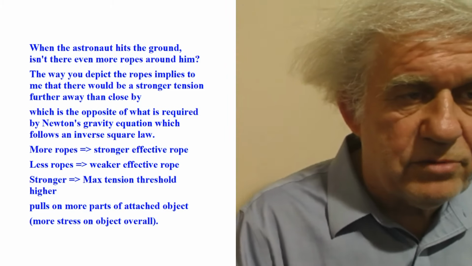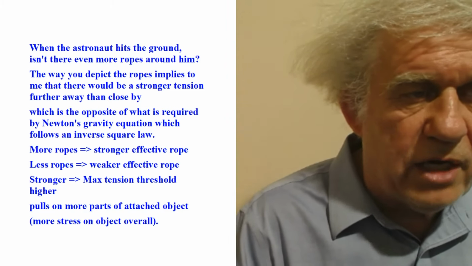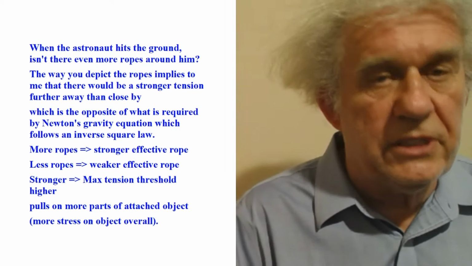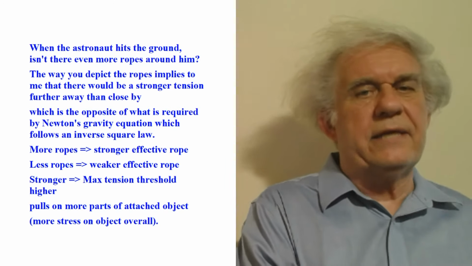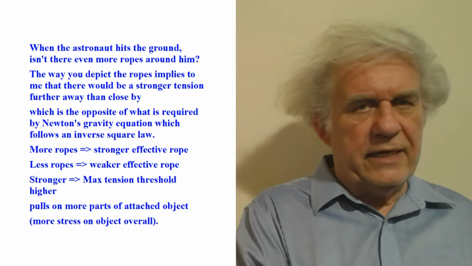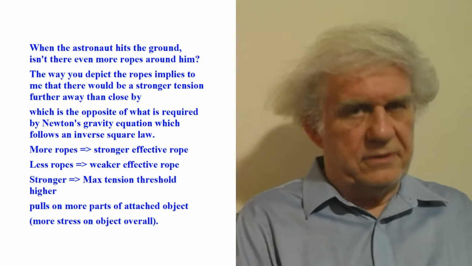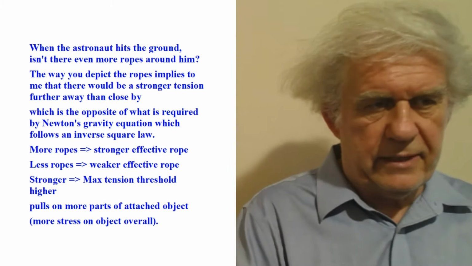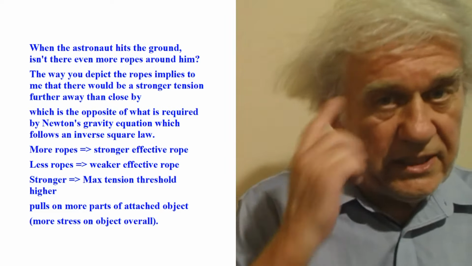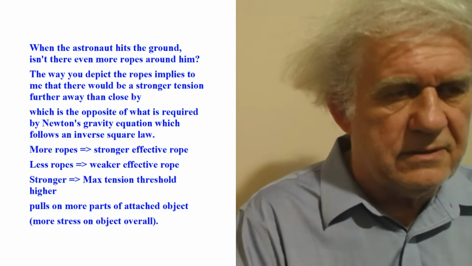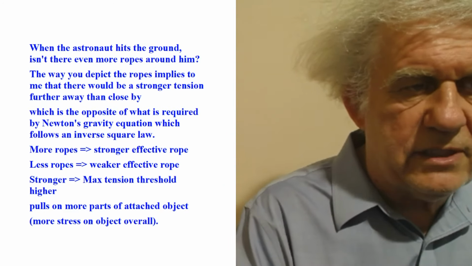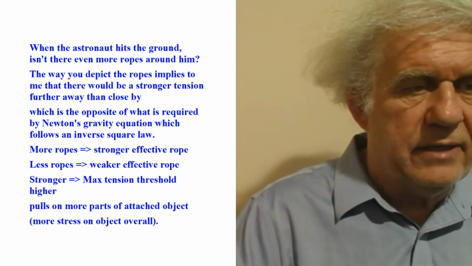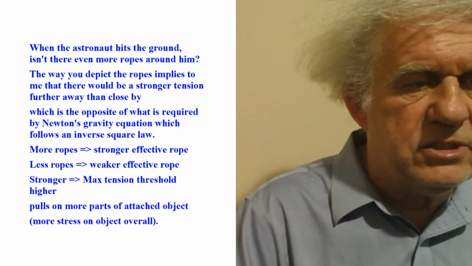The way you depict the ropes implies to me that there would be a stronger tension further away than close by. And again, he doesn't understand what tension is. We need to explain tension, not the mathematical tension he learned at the monastery. We're talking about physical tension, which is a totally different thing than what the mathematicians have out there, okay? And that's where he gets confused, because he's thinking of mathematical tension, not about physical tension, which is the opposite of what is required by Newton's gravity equation, which follows an inverse square law, and he just goes on and on. Okay, so he's talking about tension.